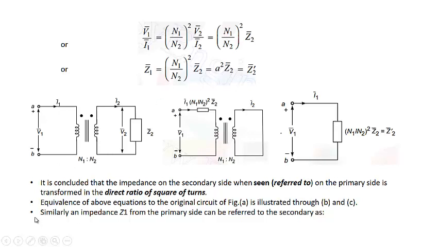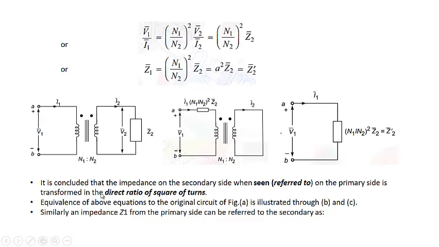So it is concluded that the impedance on the secondary side, when seen by the primary, or when the impedance is referred to the primary side of the transformer, is in direct ratio of the square of the turns. So when I refer this impedance to the primary of the transformer, it is to be multiplied by the square of the turns ratio.